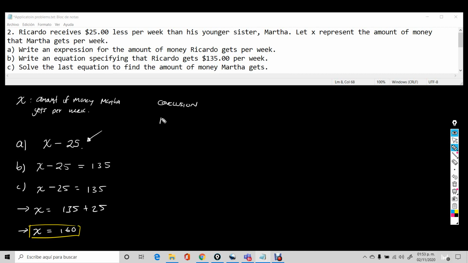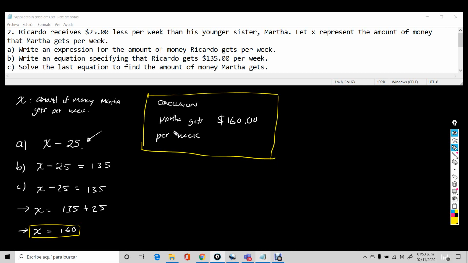So conclusion, Martha gets, sign of currency, $160 per week. And this concludes my problem neatly. I give my reader a proper conclusion. Okay, and I tell my reader, this is my conclusion. This is all my process and all that stuff. But this is what basically in the end I want to tell you, that Martha gets $160 per week. Okay, this is always a good idea, guys.